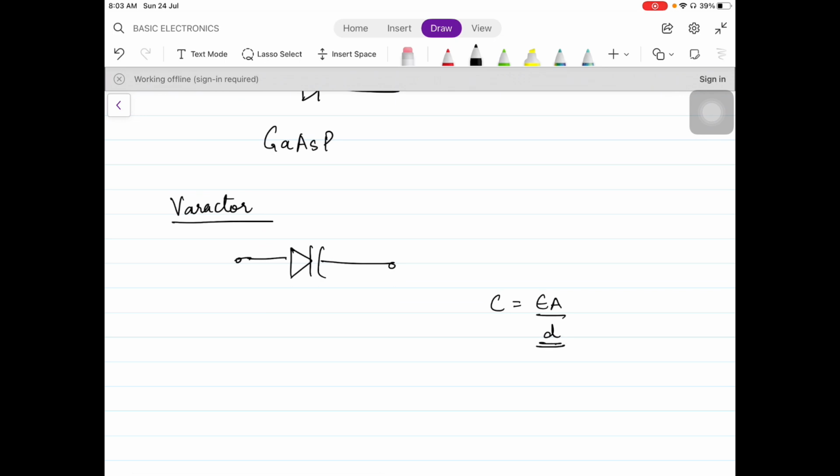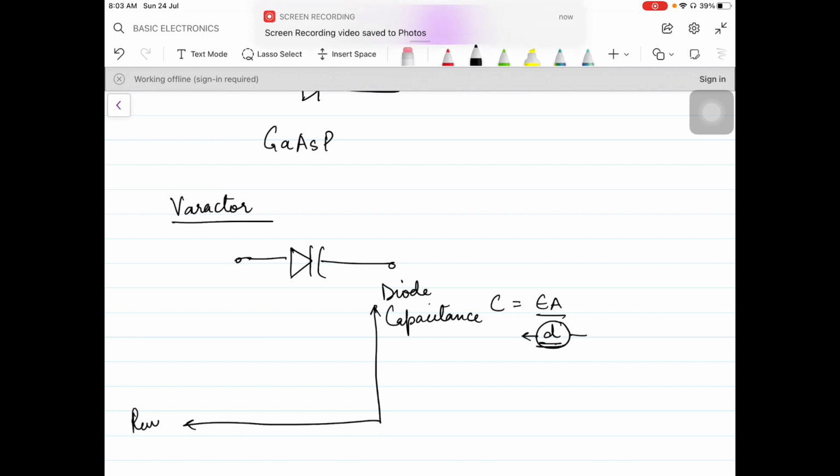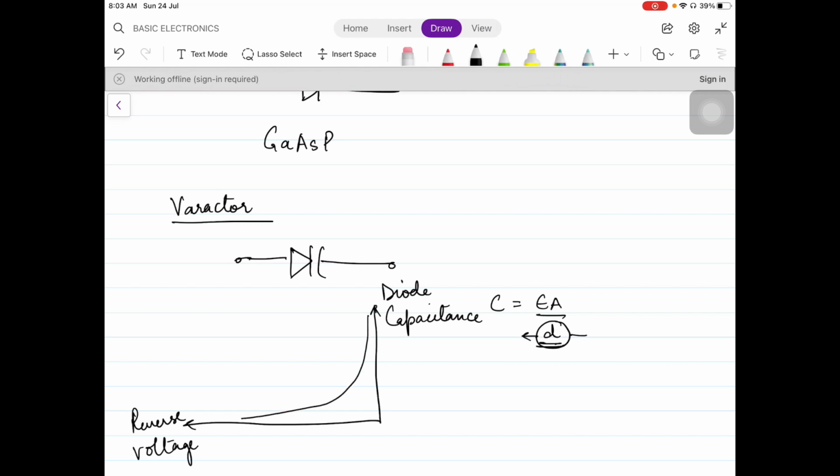Whenever you will increase the reverse bias, the depletion layer will increase. That means D will increase, capacitance will decrease. So we can also draw a graph between diode capacitance and reverse voltage, because it only works for reverse bias. So as you are increasing the reverse bias, depletion layer is increasing and capacitance is decreasing. So this is mainly used in tuning circuits, radio, television, basically for tuning purposes.